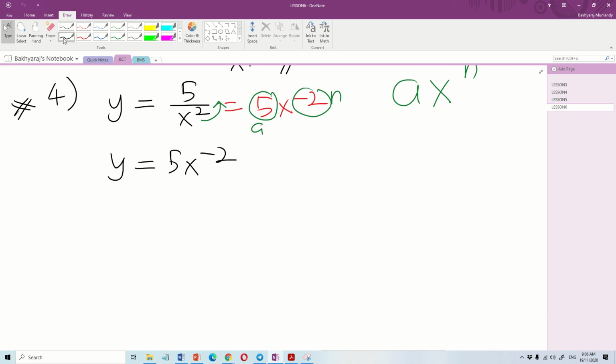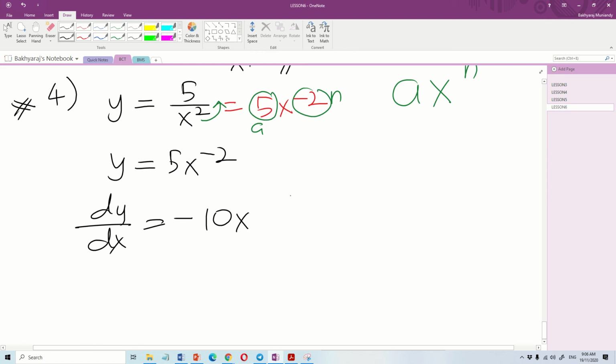So last answer will be dy/dx sama dengan negative 10 x power of negative 3. So last answer is negative 10 over x power of 3.